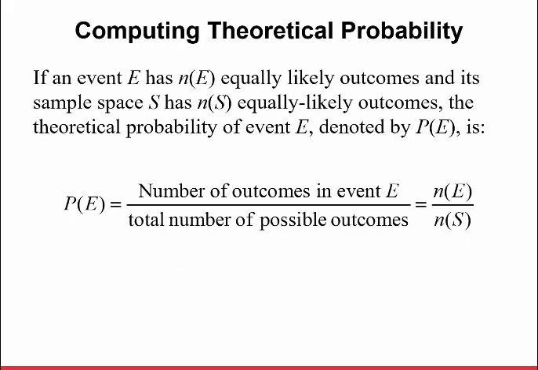To compute theoretical probabilities, if an event E has n(E) equally likely outcomes, like if some event E has 5 outcomes, and the sample space for this experiment, which we denote n(S), has N equally likely outcomes, then the theoretical probability of event E, which we denote P(E), is equal to the number of outcomes in that event divided by the total number of possible outcomes. Like flipping heads: there's one way you can flip heads, and when you flip a coin there are 2 outcomes. So that probability is 1/2.